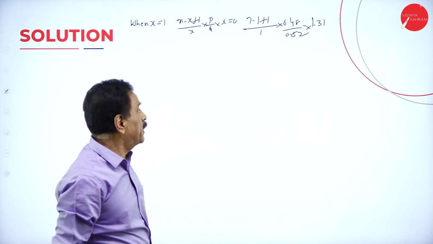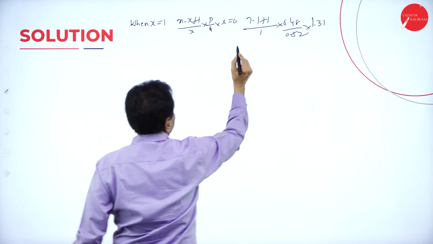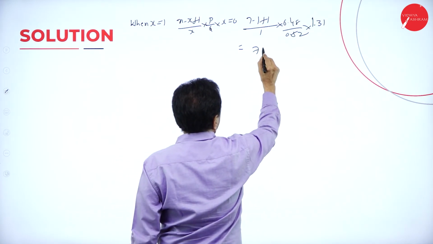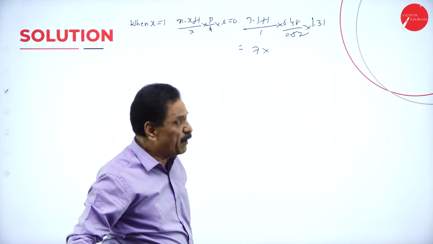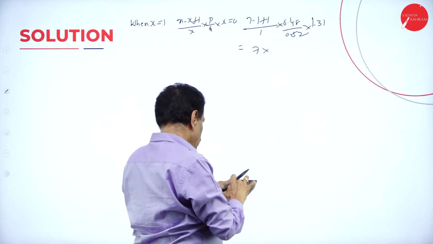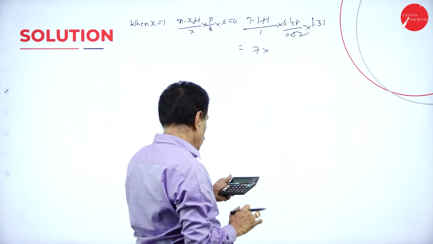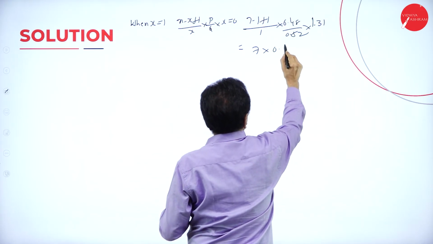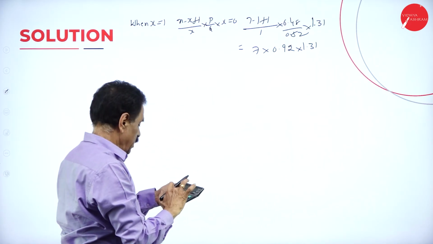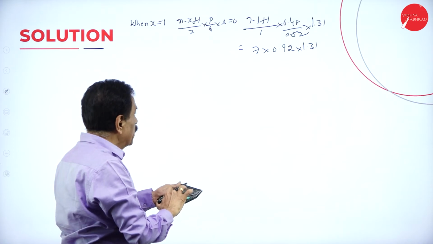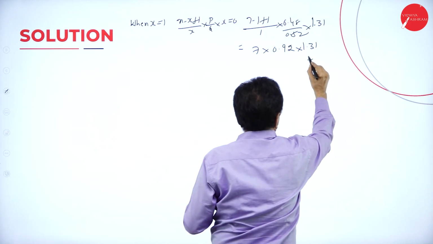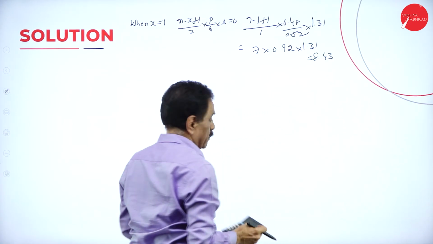Recurrence method, this is equal to 7 minus 1 is 6. 1 cancel out. This is 7. 0.48 divided by 0.52 is 0.92 into 1.31. 7 into 0.92 into 1.31 is 8.43. Say 8.